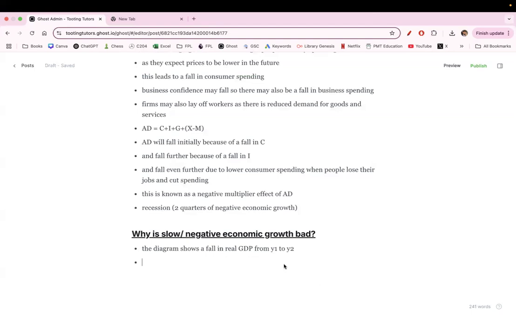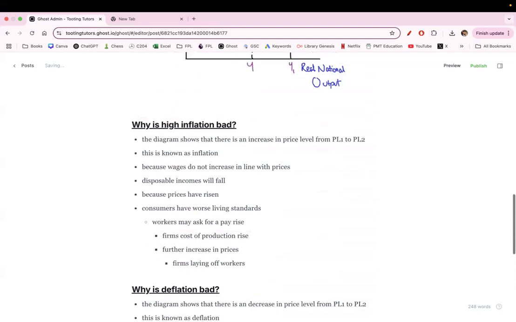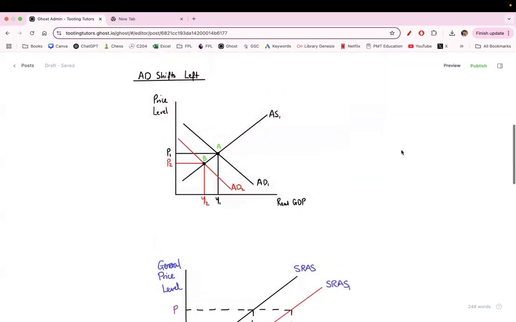So how can we expand on that? Why would it be bad for us to go from Y1 to Y2 on this diagram? Well, because there's less, it's not going to lead to economic growth. It's kind of doing the opposite. Yeah, good. But why do we care about economic growth at all in the first place? Why would it be so bad for there to be negative economic growth?